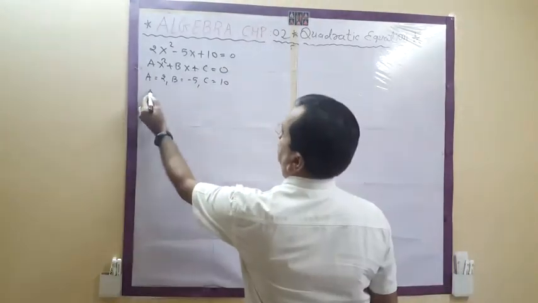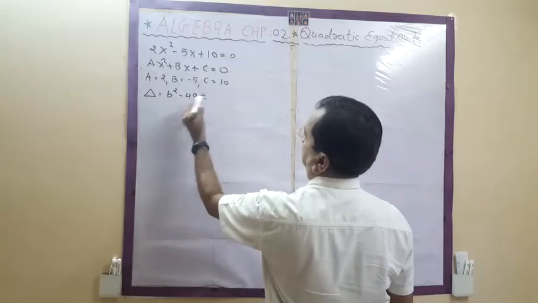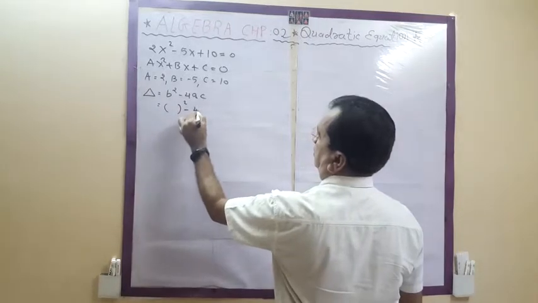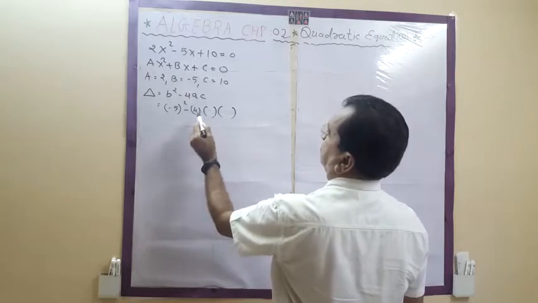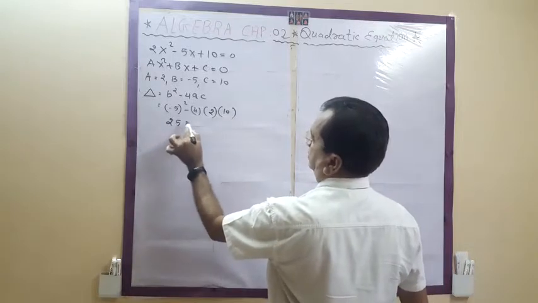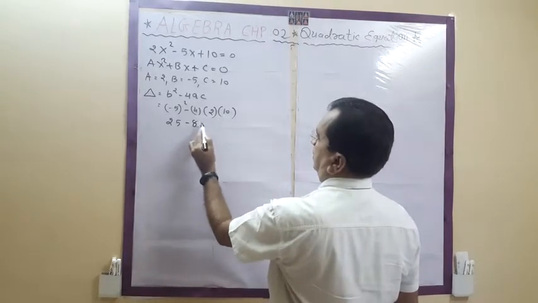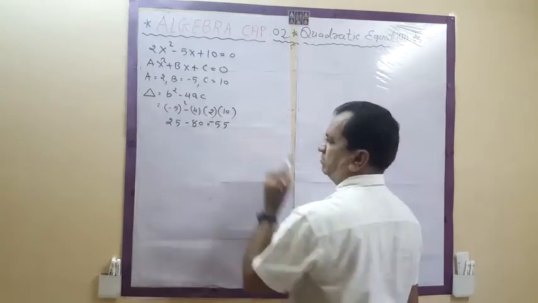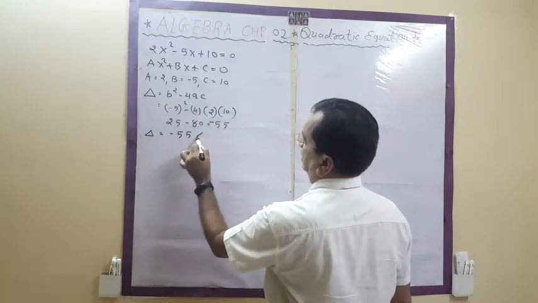Second topic, to find out discriminant, that is delta is equal to B square minus 4 AC. So B square minus 4 AC. So 5 5s are 25 minus 4 times 2 is 8, 8 times 10 is 80. 55, but the bigger number is minus. So the delta is minus 55, that is less than 0.